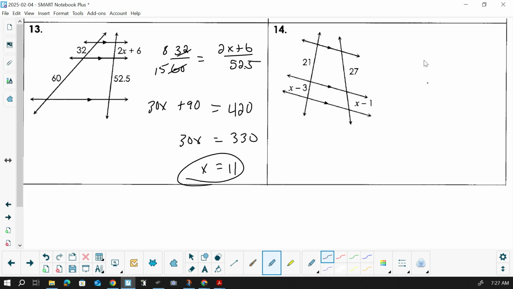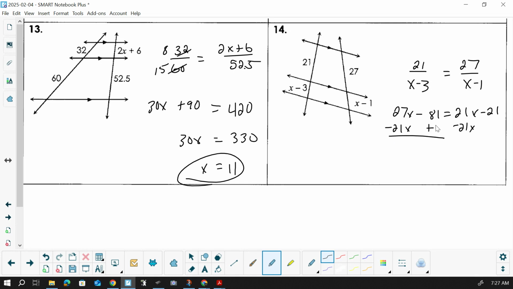All right, next one. 21 over x minus 3 and 27 over x minus 1. And we'll cross multiply here. 27x minus 27 times 3 is 81. And then 21x minus 21. Subtract 21x from both sides. And add that 81. So that'd be 6x equals, and 81 and negative 21 is 60. So x equals 10.